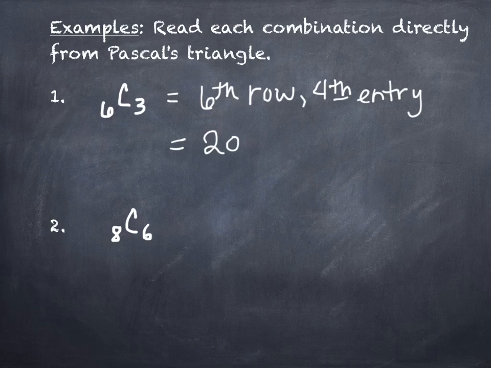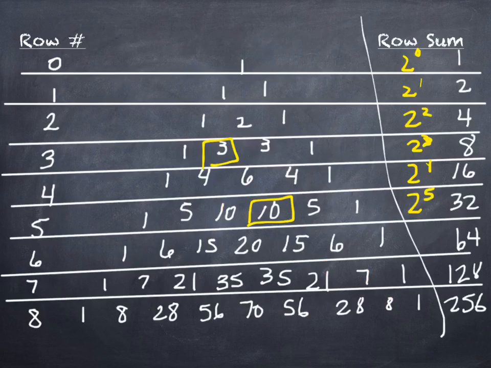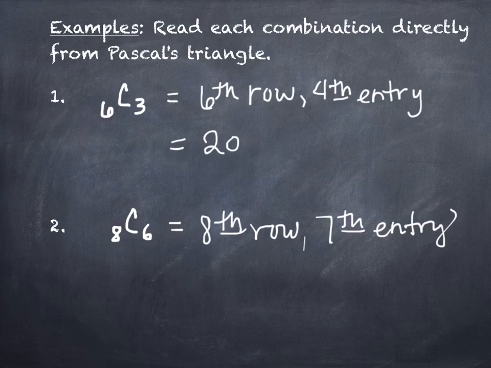All right, 8C6. What row, what entry? 8th row, 7th entry. You guys got the hang of this already. So, go to the triangle. 8th row, 7th entry. What do you have? I counted to 28. Did you get 28? Okay. So, we have 28 as our value.